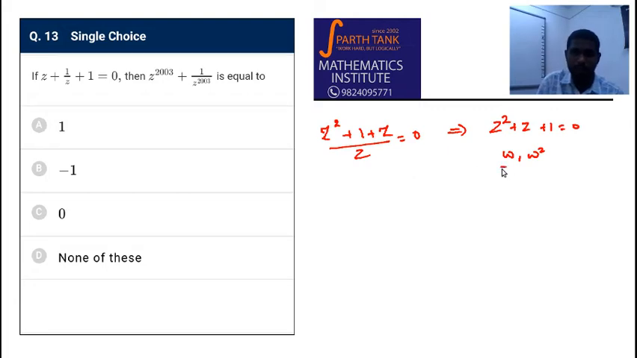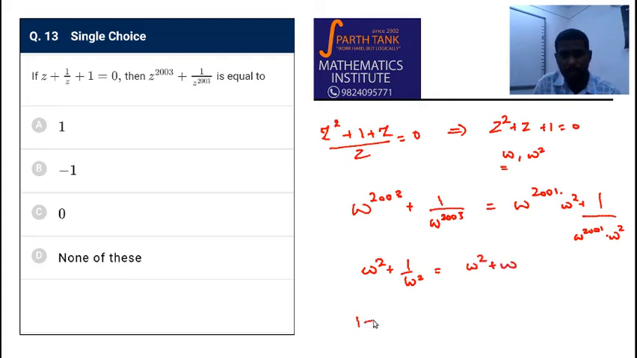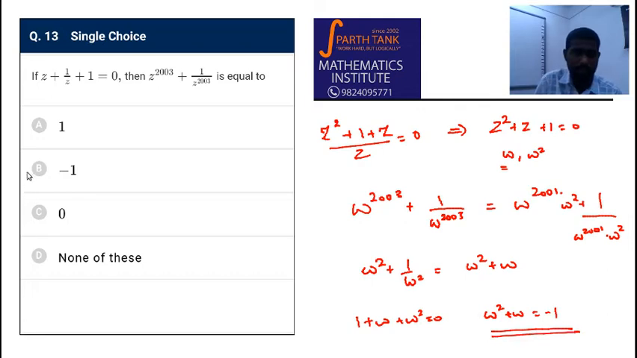Okay. Once you find z is omega, substitute that here. So omega raised to 2003 plus 1 by omega raised to 2003. Now this can be written as omega raised to 2001 into omega squared, and in the same way omega raised to 2001 into omega squared. 2001 is a multiple of 3, so this becomes 1. So the answer is omega squared plus 1 by omega squared, which is omega squared plus omega. And we know 1 plus omega square is 0. Therefore, omega square plus omega is minus 1. So the answer is option B, minus 1. Very simple problem. Recognize that it is omega. Okay.